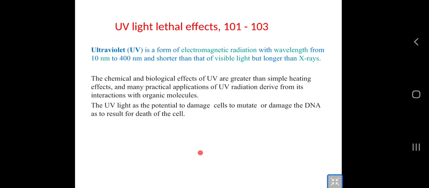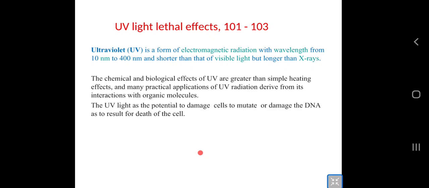What kind of power we need to use for that? Between 100 and 400 nanometer wavelengths we need to use. Between 100 and 400, you see. And then that is going to change the thymine dimer. And then genetically, it is going to alter the genetic makeup of the DNA. That is one. Secondly, the DNA is going to mutate, you see. And then it is going to die even.